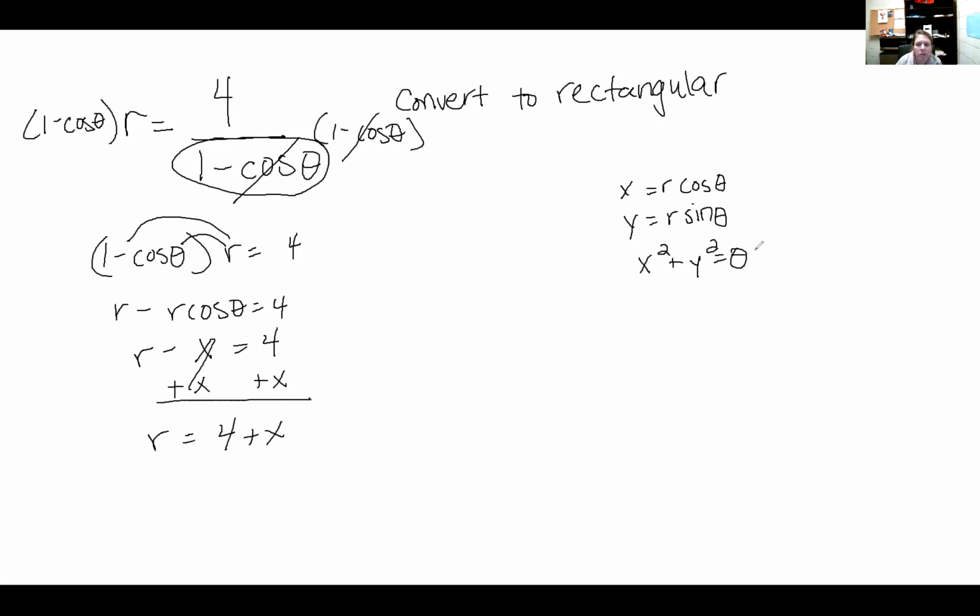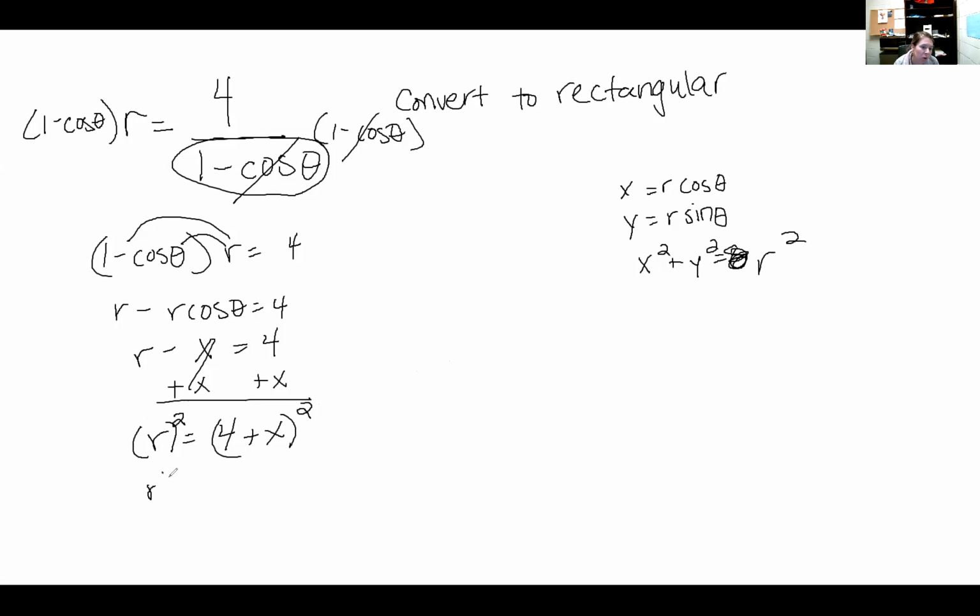Now, wait, this should be not theta, r squared. x squared plus y squared equals r squared. So I know that if I square this r, then I can replace that with x squared plus y squared. So what we need to do is square this side, and if we square this side, we must also square that side.